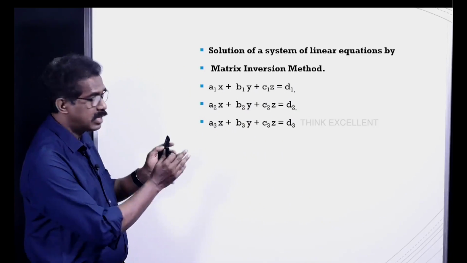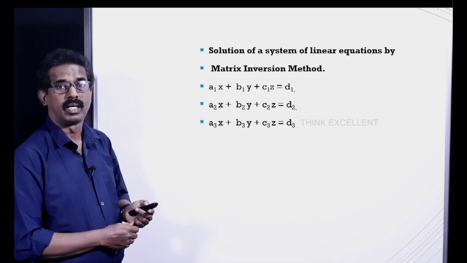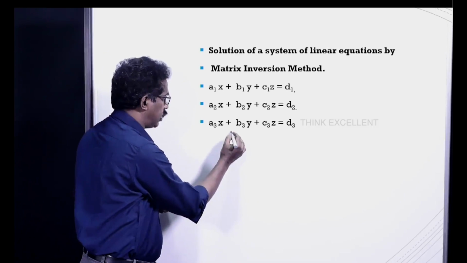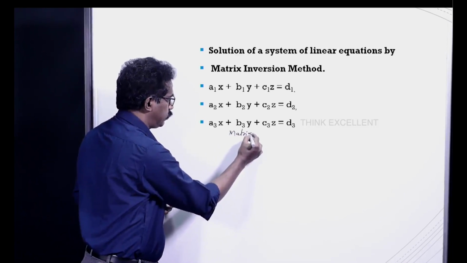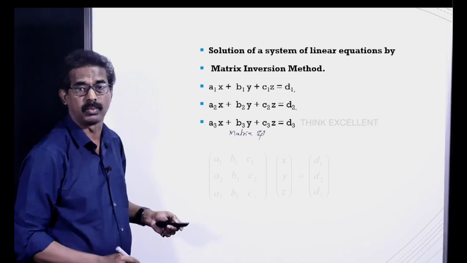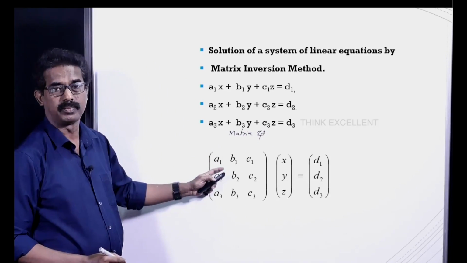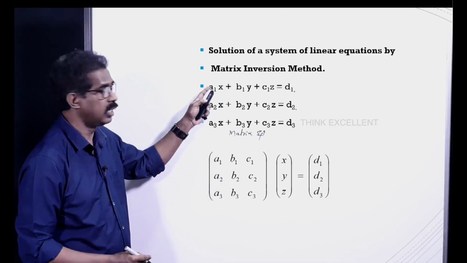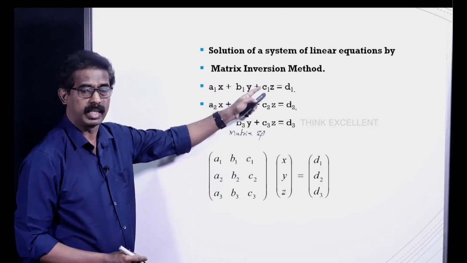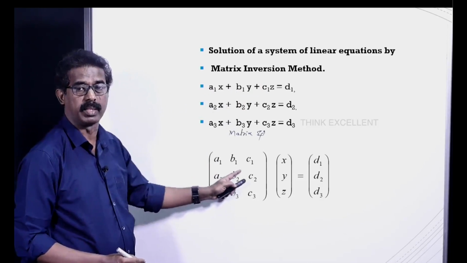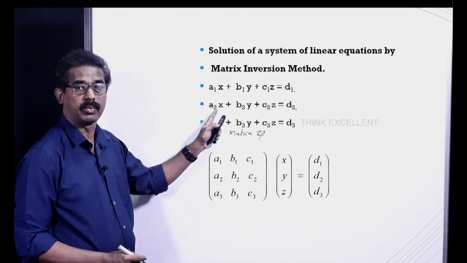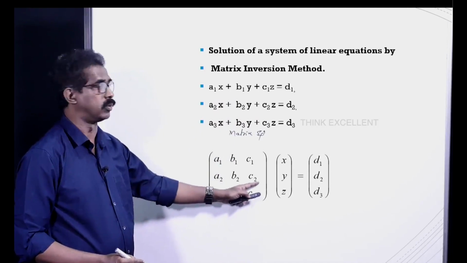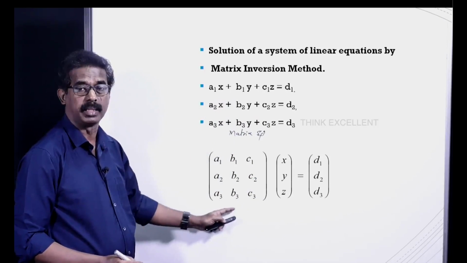Now, this can be written as a matrix equation. What is a matrix equation, you know? You write like this. You write the coefficients first. What are the coefficients of x, y, z? A1, B1, C1, right? So you write it as first row, A1, B1, C1. Second, you write the second ones, A2, B2, C2. And the third one, coefficients A3, B3, C3.